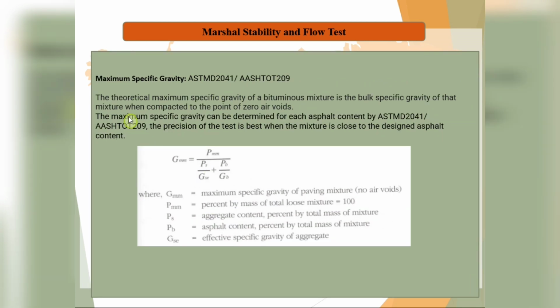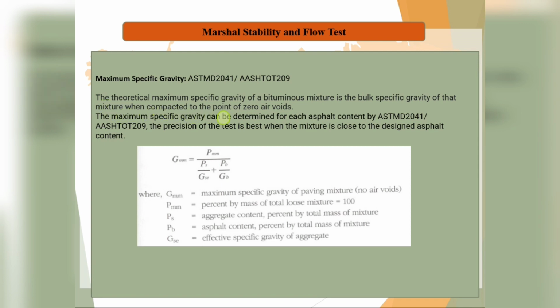Okay, the second thing is maximum specific gravity. Its code is ASTM D2041 and AASHTO T209. If you are following another code, then just apply accordingly.